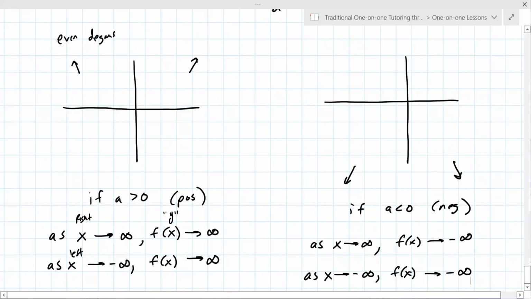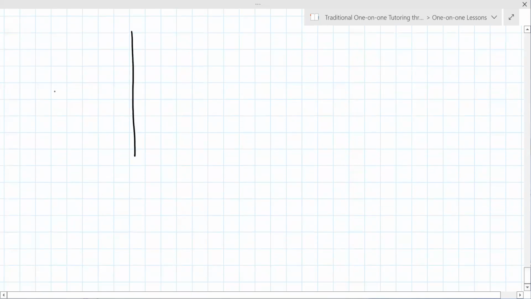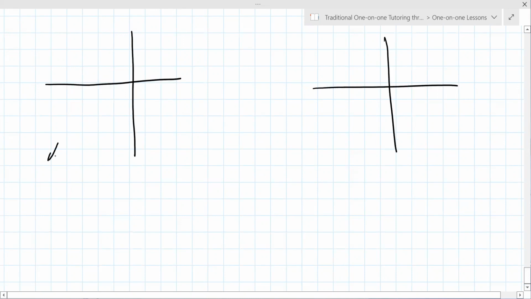But there's 2 more graphs for odd functions, or for odd powers, odd degrees. So I'll get those up here for you, and then we'll be able to do the last 2 problems. Think of a cubic. A cubic starts low and then ends high. And then the other possibility is it starts high and ends low. So these are both for odd powers. The nice thing is there's only odd and even powers, so there's only 4 graphs.